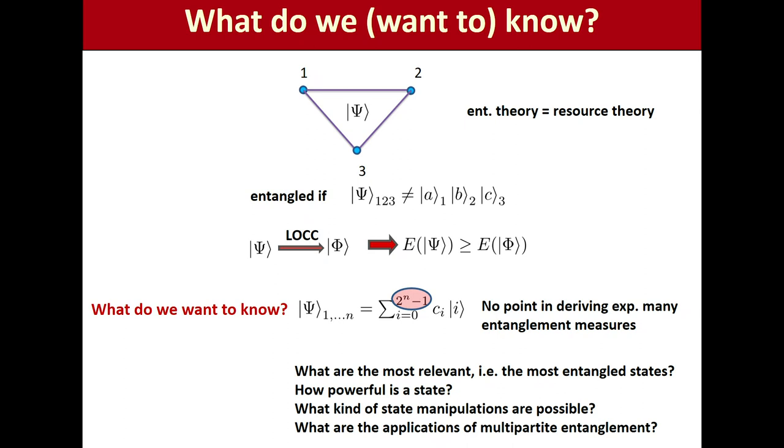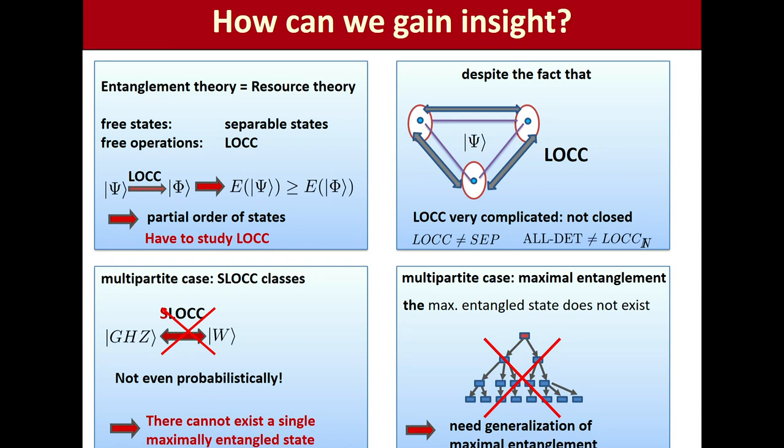Now, what do we want to know? So if you look at the state, which has exponentially many coefficients, then it might not actually be desirable to find all entanglement measures, right? You don't want to have exponentially many quantities that characterize the entanglement. Because what do you do with that? I mean, you would not evaluate it for a large system, right? So probably what we want to know is what are the most relevant states. So what are the states that we should care about? How powerful is a state? How can we measure certain kinds of entanglement of a state? And how can we find new applications of entanglement? Okay? And this is exactly what I would like to explain in the following.